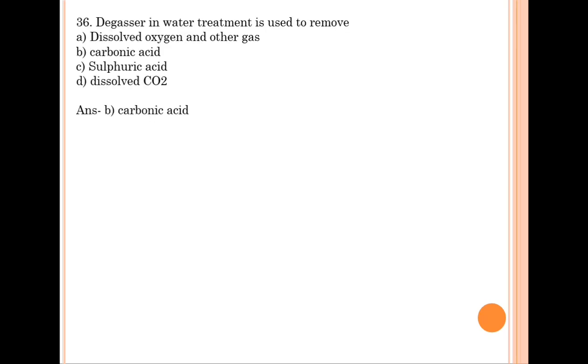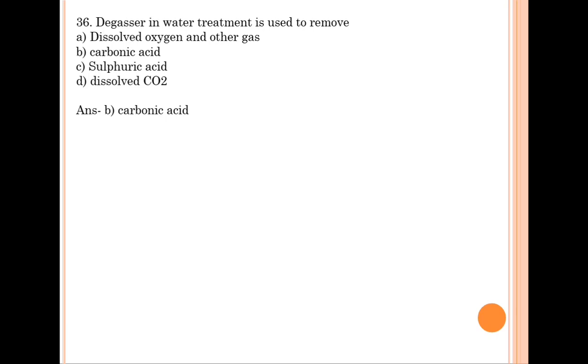Degasser in water treatment is used to remove. Degasser is basically used after the strong acid cation. It is used to remove the CO2.